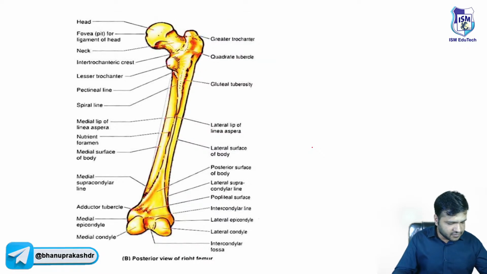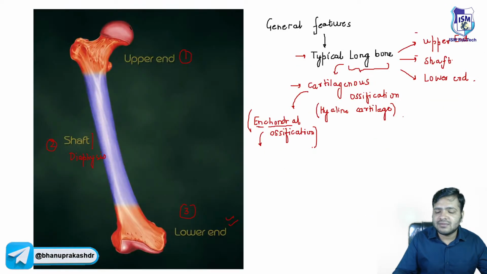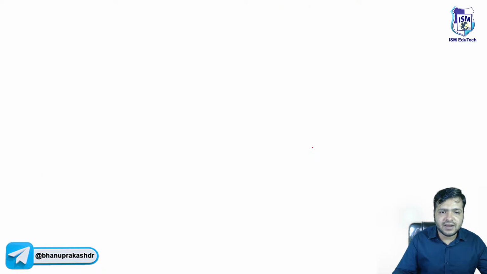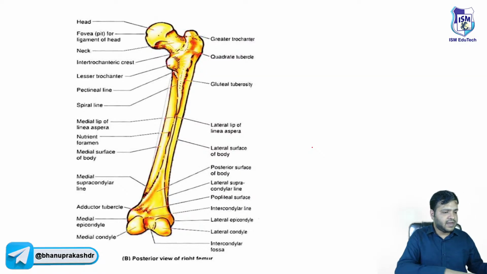Now coming on to the shaft region. I hope everyone is ready for the shaft. The upper end is clear to each one of you. I suppose all the things are concised in 1, 2, 3 slides. Now we will discuss the shaft. Shaft is the long part of the bone, and the shaft is a very easy part to discuss.